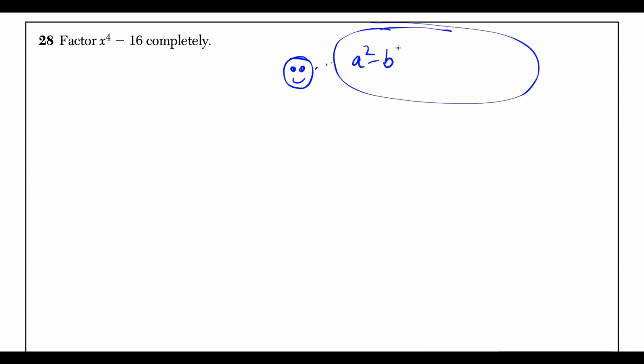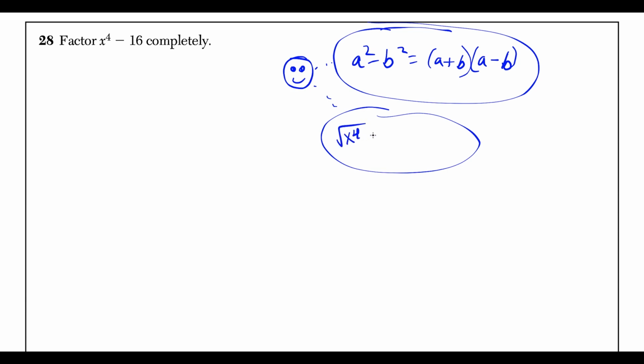The first thing that comes to mind with question 28 is, I think, difference of two squares. So this formula is a must-have for the algebra regions. You have to know that a squared minus b squared factors to a plus b times a minus b, where the quick way to go through this is just to do the square root of the first term plus or minus the square root of the second term. So notice here, what I'm also thinking is that the square root of x to the fourth is equal to x squared, and the square root of 16 is equal to 4. So when I go to factor this, the first thing I'm going to do is call this x squared plus 4 times x squared minus 4.